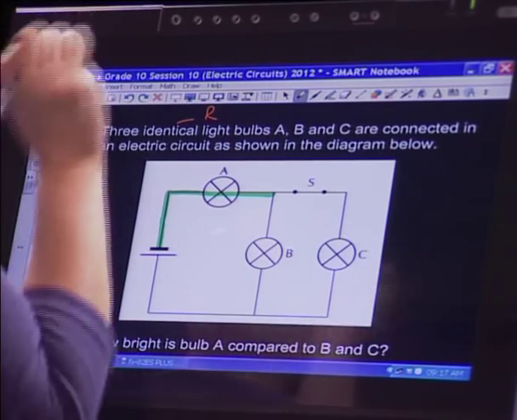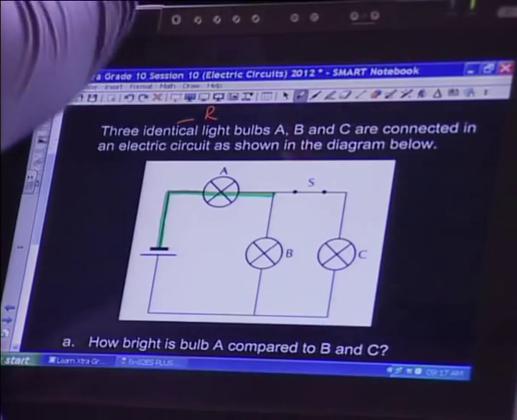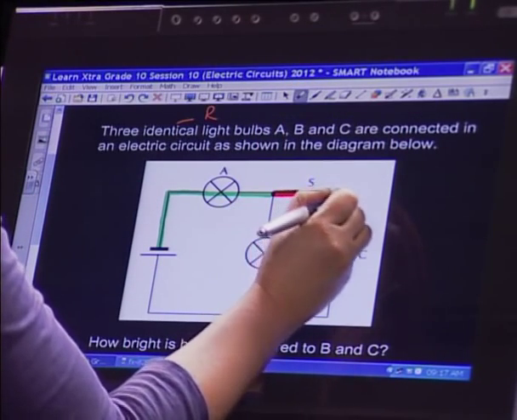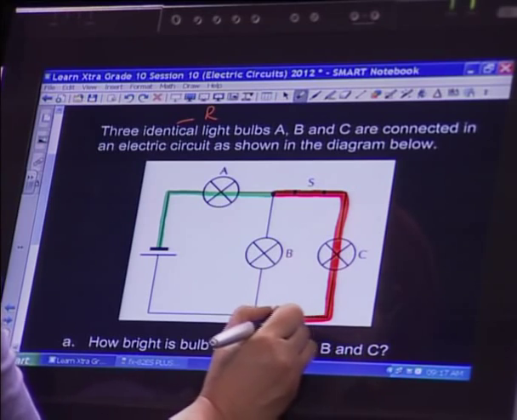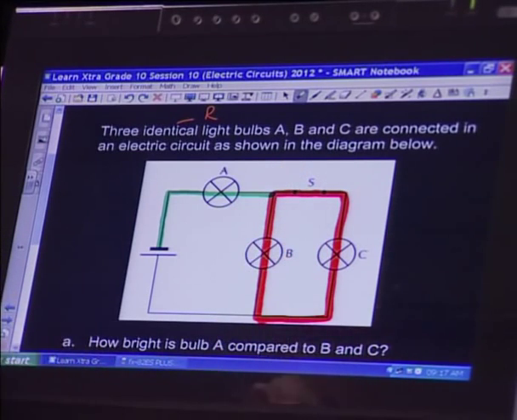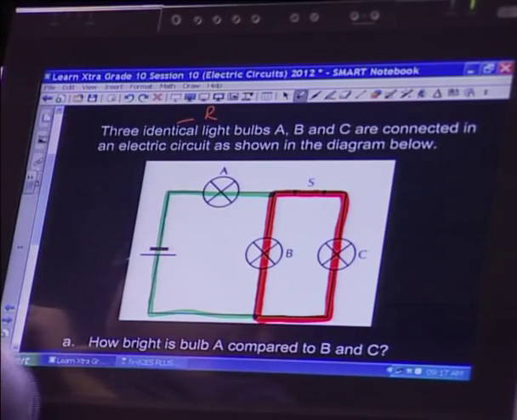Oh, we now have a choice. We're very excited. They're identical, which is nice, which means that my current splits up exactly the same. So the current through B and the current through C is the same, because they're the same resistance. The current doesn't matter which way around it goes, and then it comes back together and goes through my cell again.